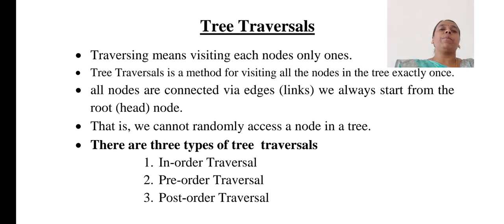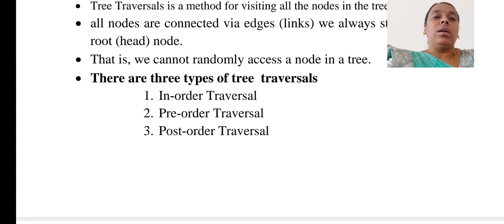Next one is tree traversal. What is traversing? Traversing means visiting each node only once. Tree traversal is a method of visiting all the nodes in the tree exactly once. All the nodes are connected through edges. We always start with the root of the tree, and we must follow the order. We cannot randomly access a node in a tree.